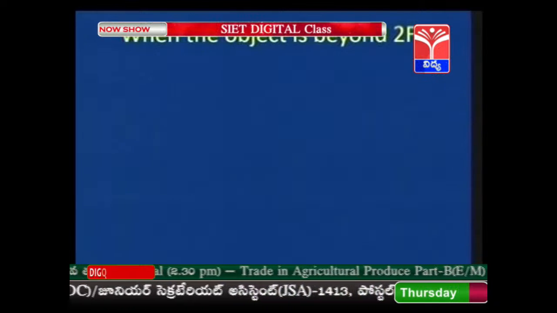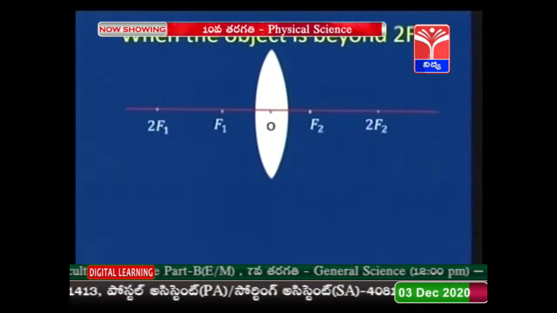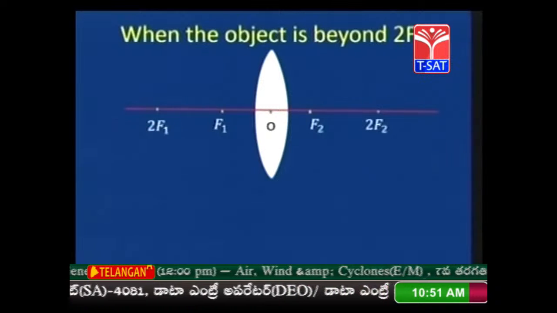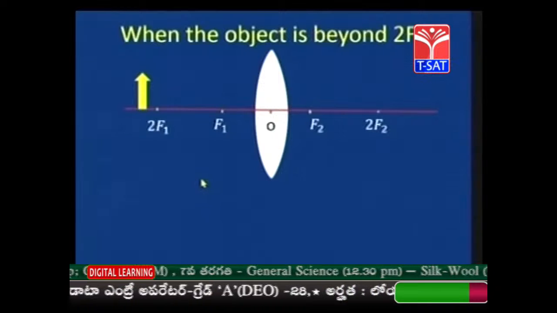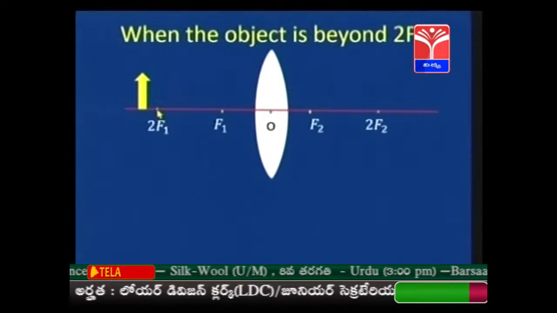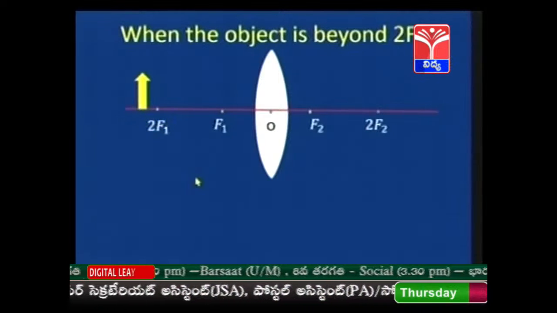When the object is beyond 2F1, this is a biconvex lens. You can see F1 and F2 are the principal foci and this is the object which is beyond 2F1. Dear children, you can see this is the object which is beyond 2F1. Now how to draw the image for this object?